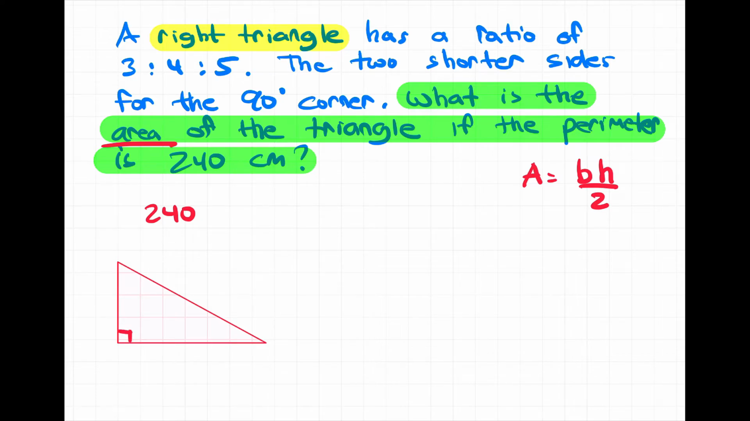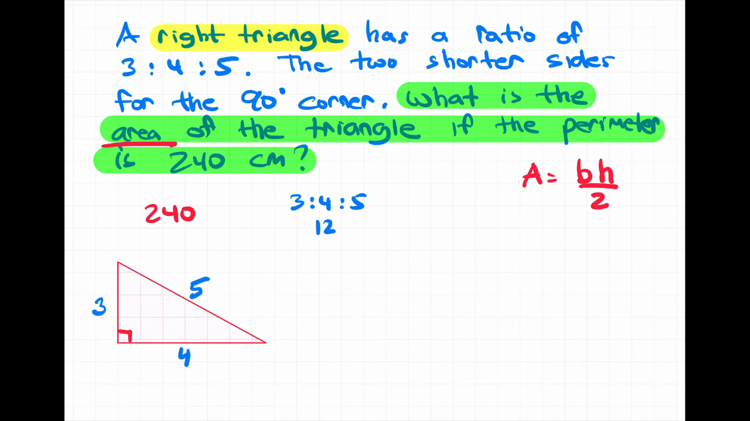It says it comes in a ratio of 3 to 4 to 5, and the two shorter sides will form the 90 degrees. So that means this is going to be a ratio of 3 to 4 to 5. But if we add up those three numbers, you're going to get 12. So the perimeter in this case would be 12, but we know that the perimeter is not 12, it is 240. So what are we going to do? We're going to take our ratio, 3 to 4 to 5, add those together, which is 12, and divide it into this 240.